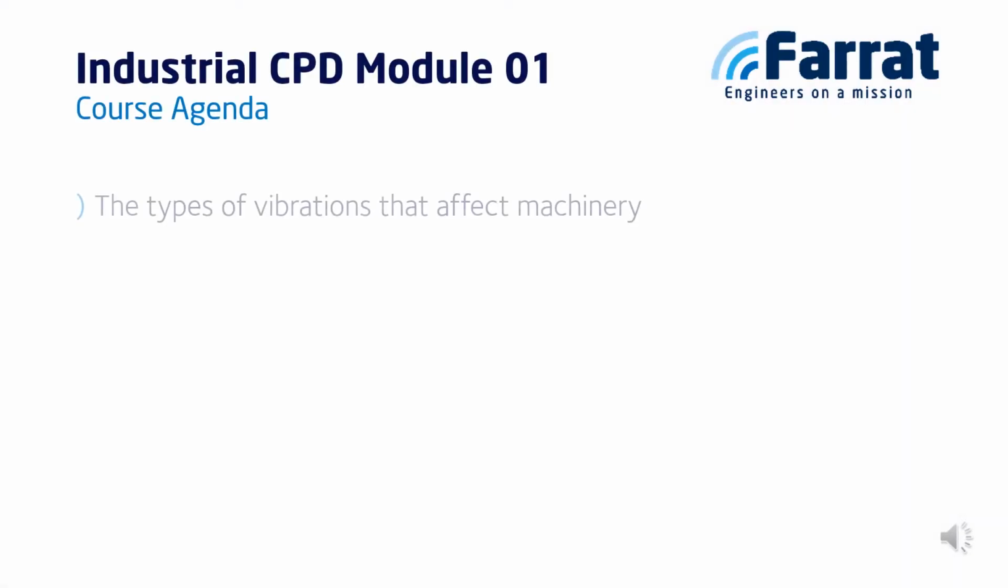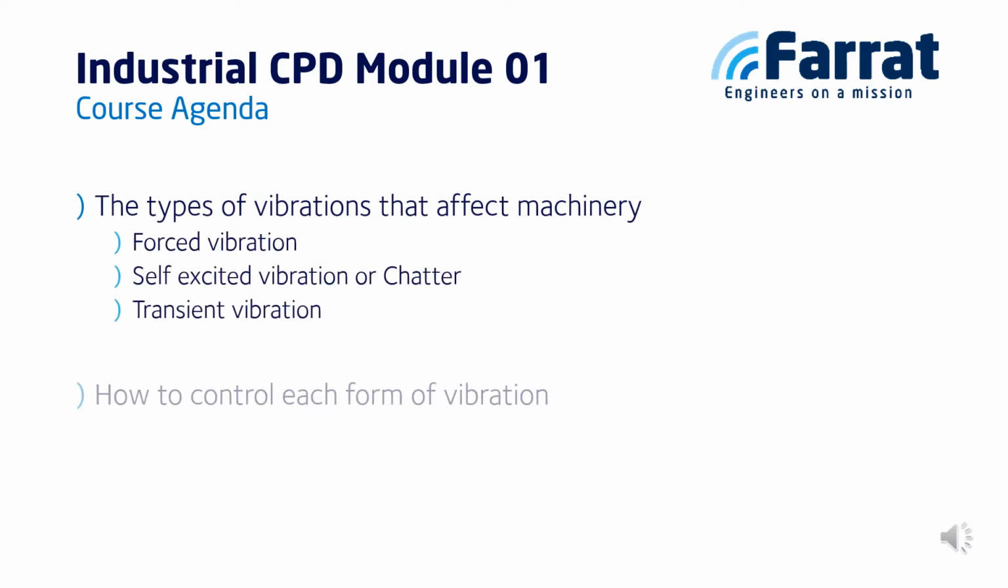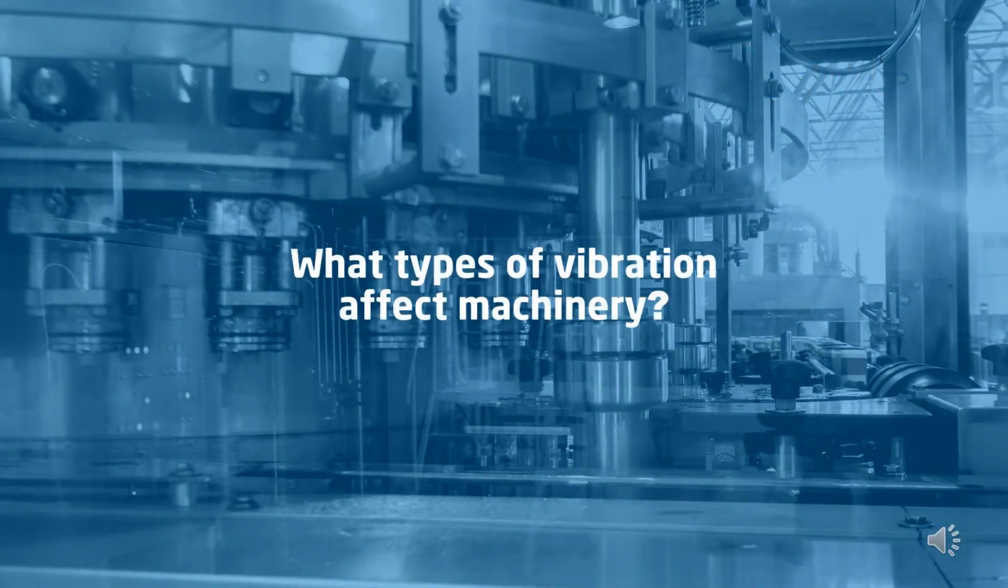During today's introductory module, we will examine the types of vibration that affect industrial performance, the effects these forms of vibration have, and how to isolate and control them. To begin, here's an overview of the types of vibration that affect machinery.